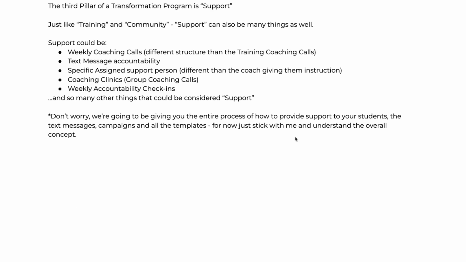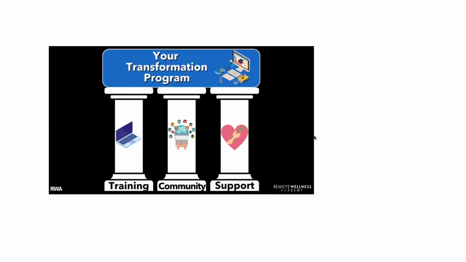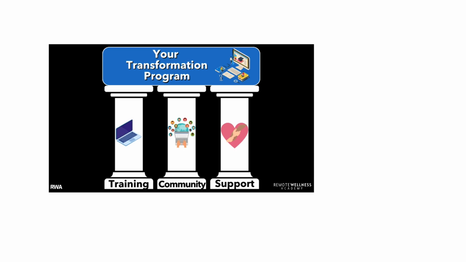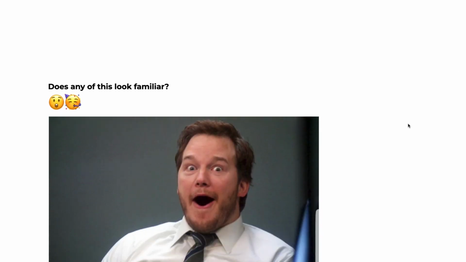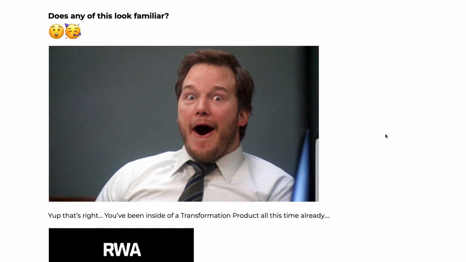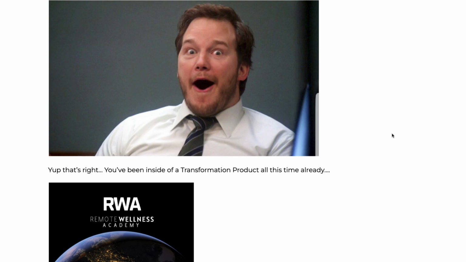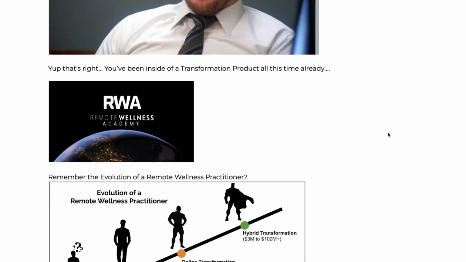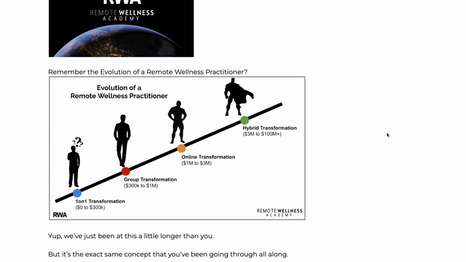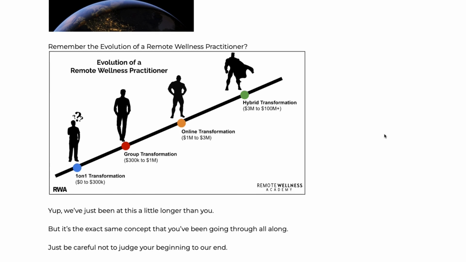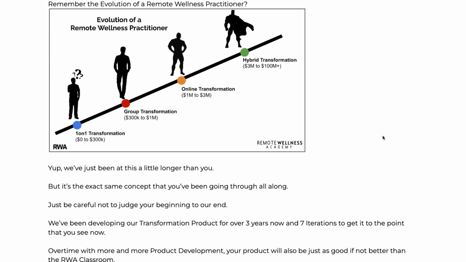Now, here's the funny thing about this, okay? You might be looking at these 3 pillars of your transformation program, of your transformation product, training, community, and support, and saying, does any of this look familiar? Yeah, you're right. You have been inside of a transformation product all of this time already. Do you remember what we talked about in the evolution of a remote wellness practitioner all the way back in module 1? We talked about one-on-one transformation, group, online, and hybrid, right? All along this entire time, you have been a part of a transformation product. The only difference is that we've just been at this a little bit longer than you have, okay? So this has been the exact same concept that you've been going through all along.